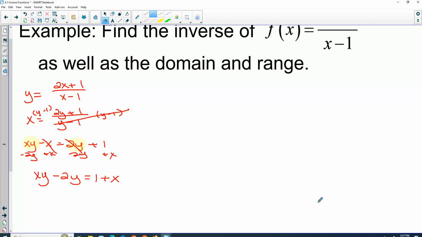Any thoughts on what I can do with that y? They both have a y, so we can factor it out. GCF. So if we take out that y, that leaves us with x minus 2. So it's y times x minus 2. The opposite of multiplying is dividing. So we can divide by x minus 2. Final notation, instead of y, we write f inverse of x.